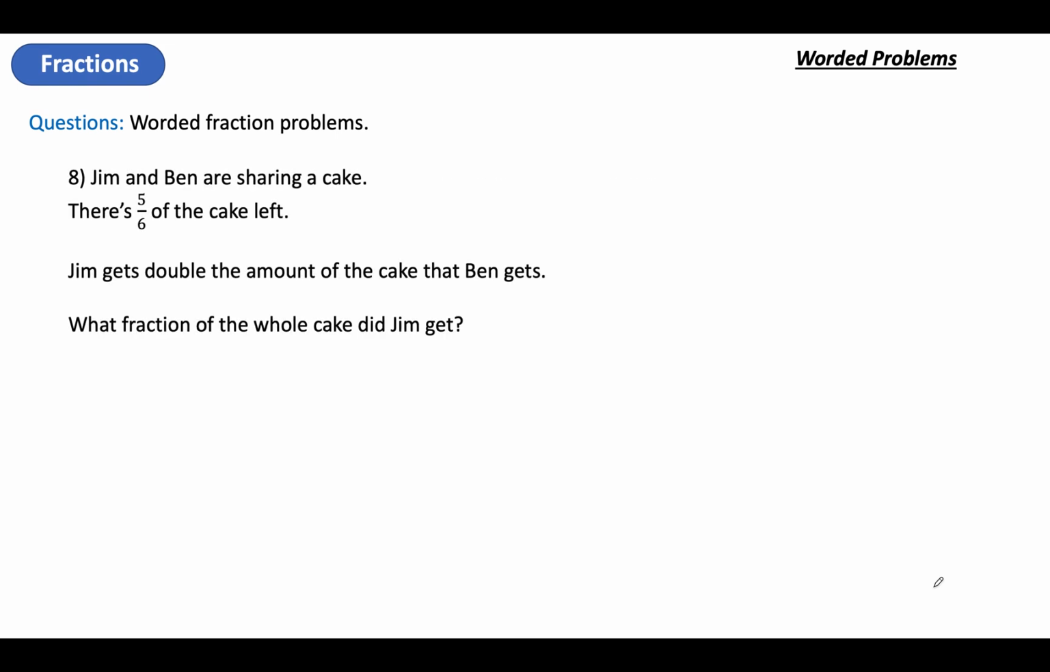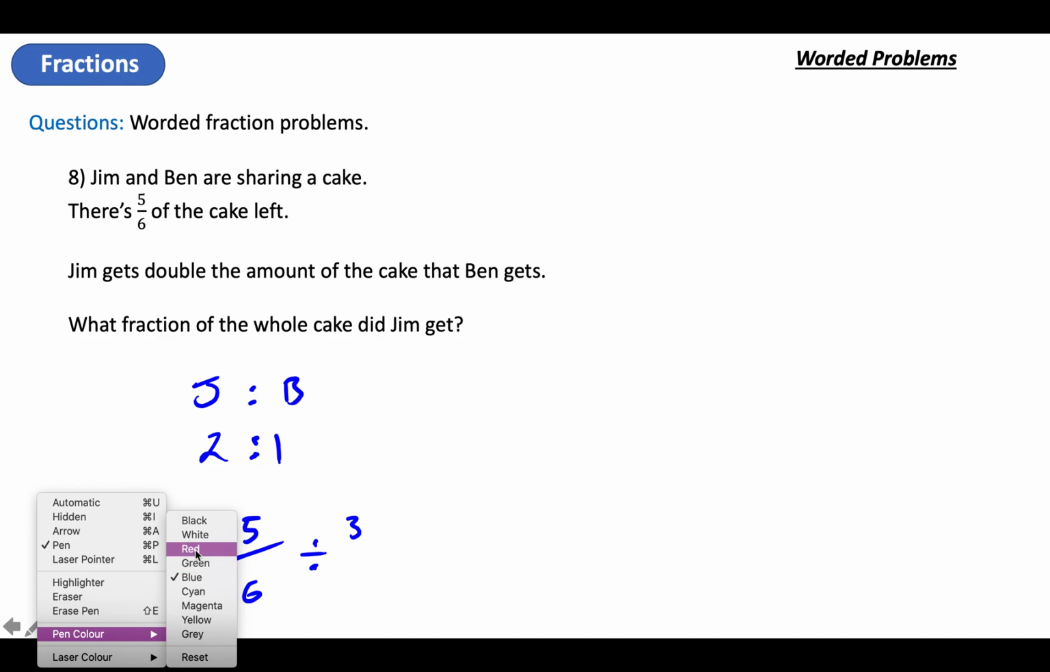Let's move on to number 8. Jim and Ben are sharing a cake. There's 5/6 of the cake left. Jim gets double the amount of cake that Ben gets. What fraction of the whole cake did Jim get? Okay. Well, let's think about this. We've got Jim and we've got Ben. If we think about this as a ratio, Jim is getting 2 parts to every 1 part that Ben gets, twice as much. So what we need to do is take the 5/6 of the cake that are left and divide it by 3. We need to divide it into 3 parts.